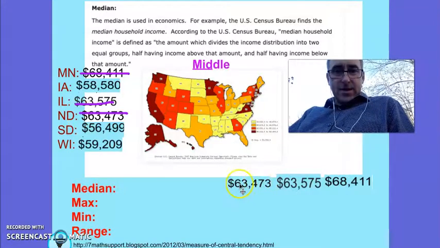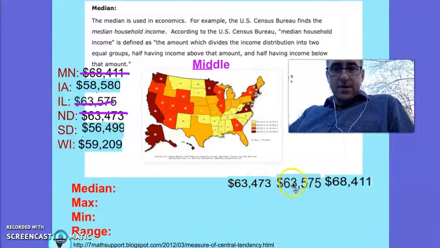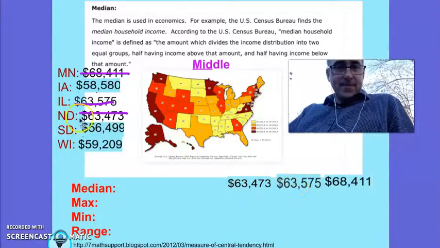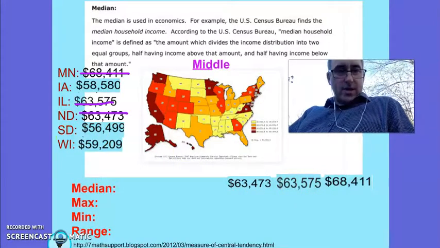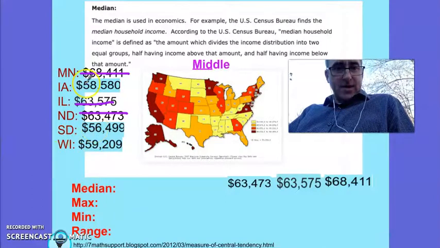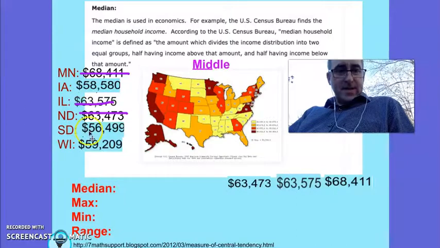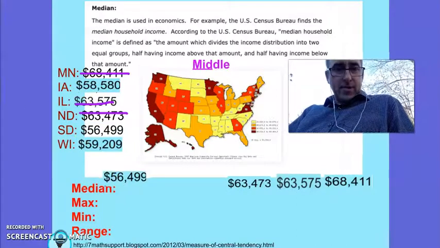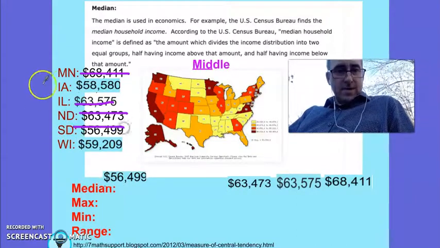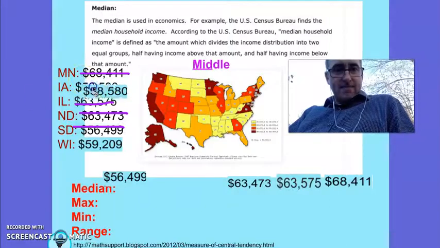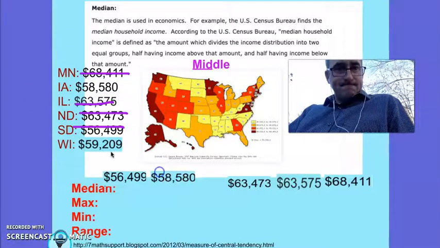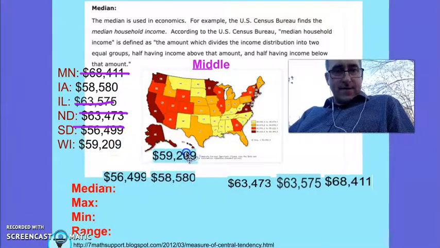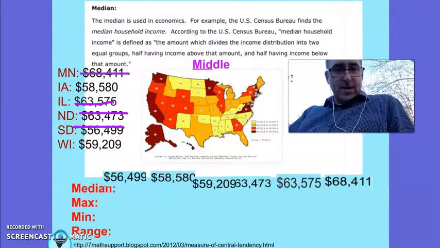So let's double check. 63,400, 63,500. Yep. All right, what would come first? 59, 56, or 58? 56 is the smallest. I'll bring it down over here for right now, followed by 58, followed by 59. Let's make sure that I have all of them.